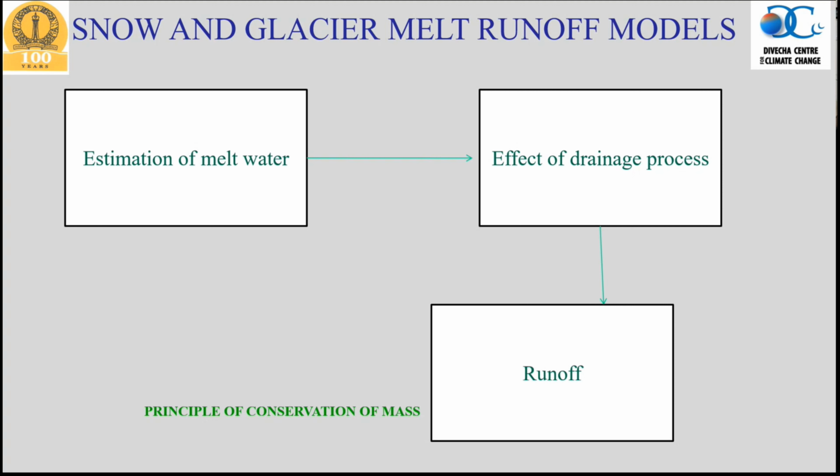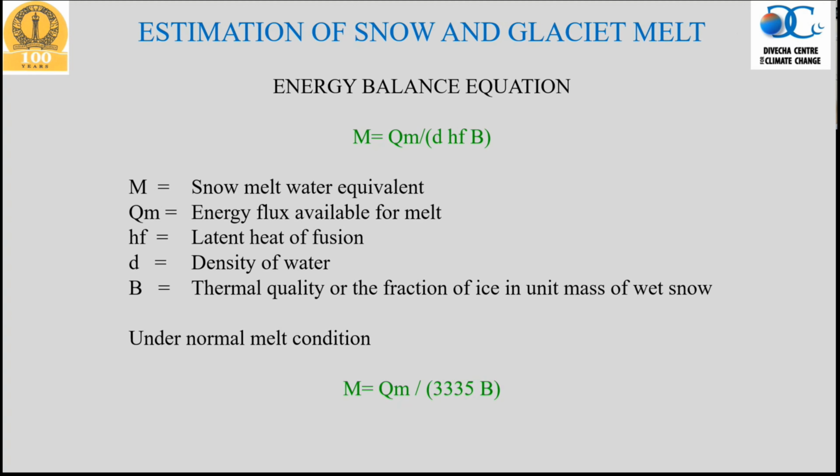At the end of the day, when you are estimating the runoff, it is not only an estimate of melt water, but you have to consider the principle of conservation of mass. What it means is that we cannot produce runoff which is higher than whatever water is available in the basin. So we require a water balance. This idea has to be built into the model. You can build your own model, or you can use an existing model with different processing. So let us first understand how we can estimate snow and glacier melt.